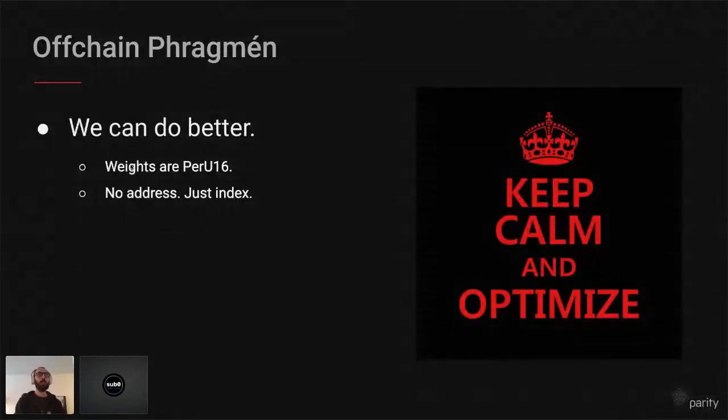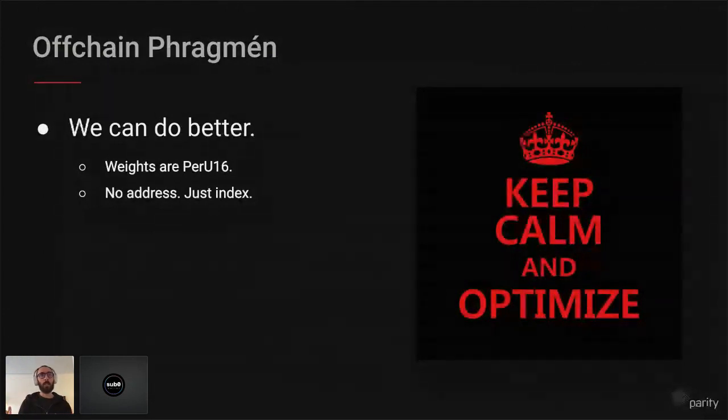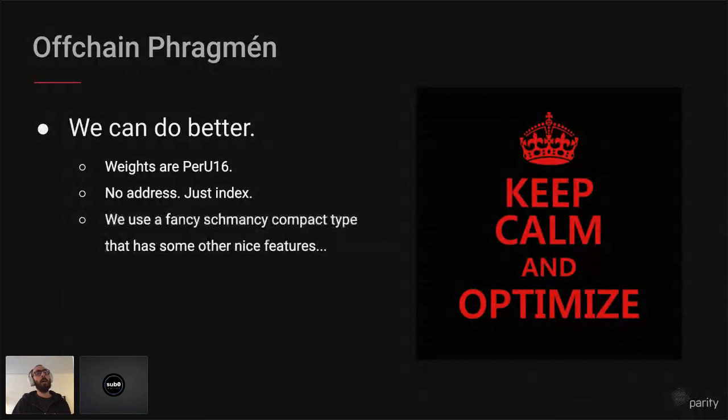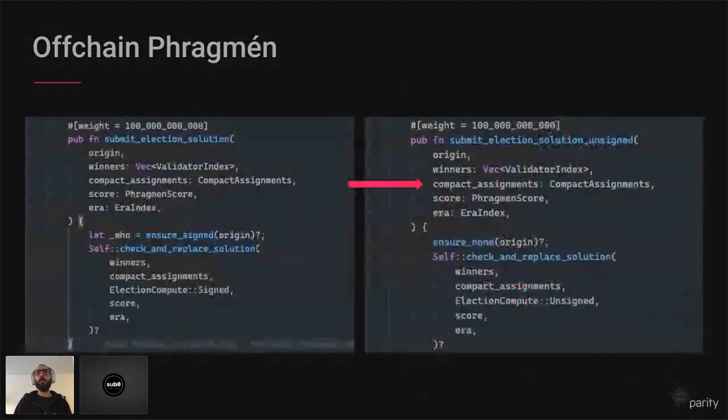More importantly, we never submit the stake as a balance number, as a U128, U64 or anything. Balances are submitted as a type which is Per-U16, a ratio encoded as a U16. So basically 0 means 0, and if it's the U16 max value, it means 1. So we actually submit them as percentages. And we use a compact type, which has some nice features, which is the next parameter that we're going to talk about. So after the winners, we have the compact assignments.